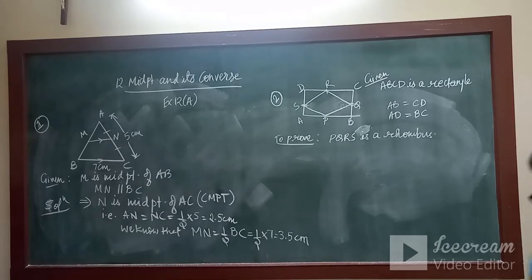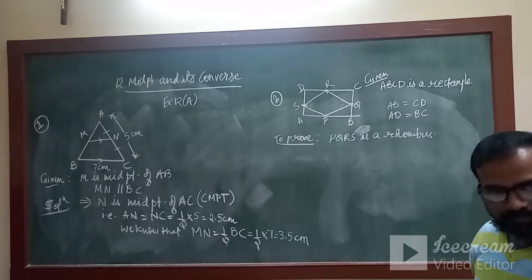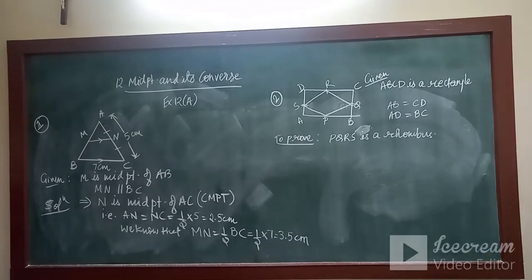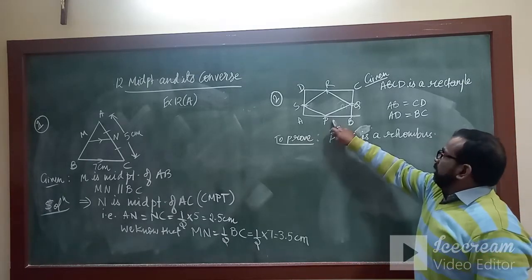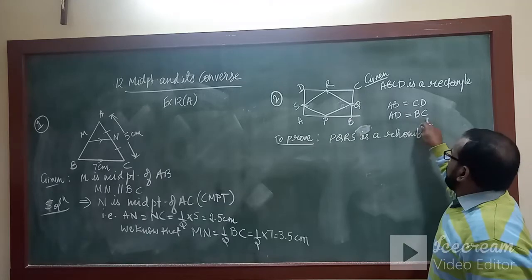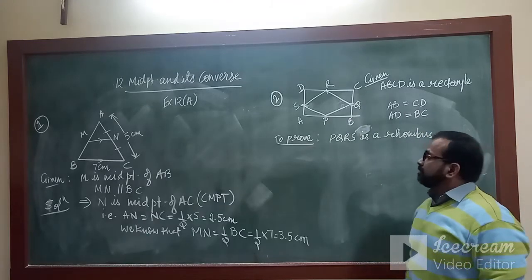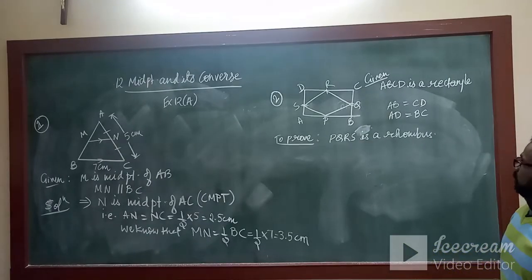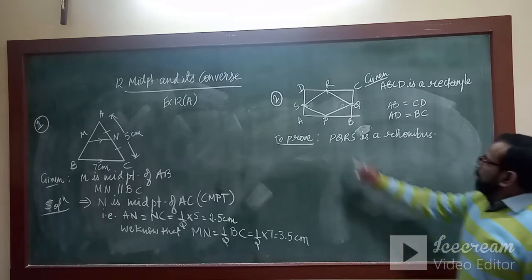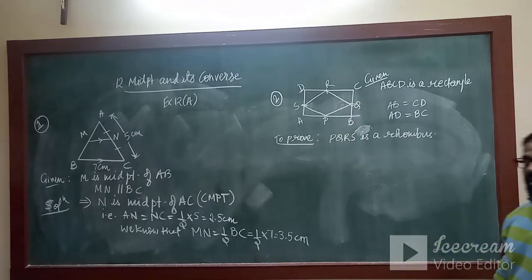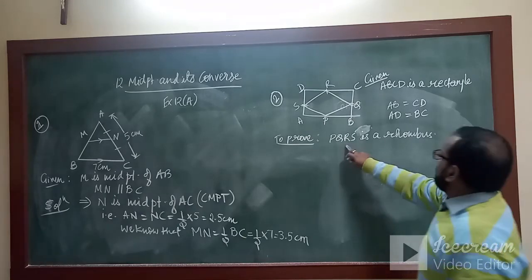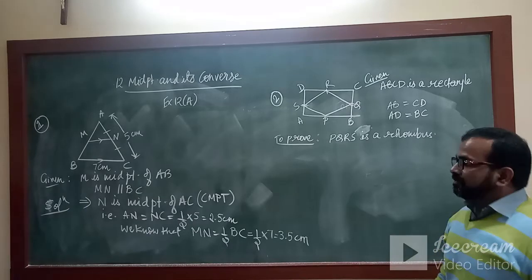Okay, so let's see a different type of question, question number 2. In this it is given that ABCD is a rectangle. That means AB is equal to CD and AD is equal to BC. Now with the help of this, it is given that P, Q, R and S are the midpoints. So what we have to prove? We have to prove PQRS is a rhombus.